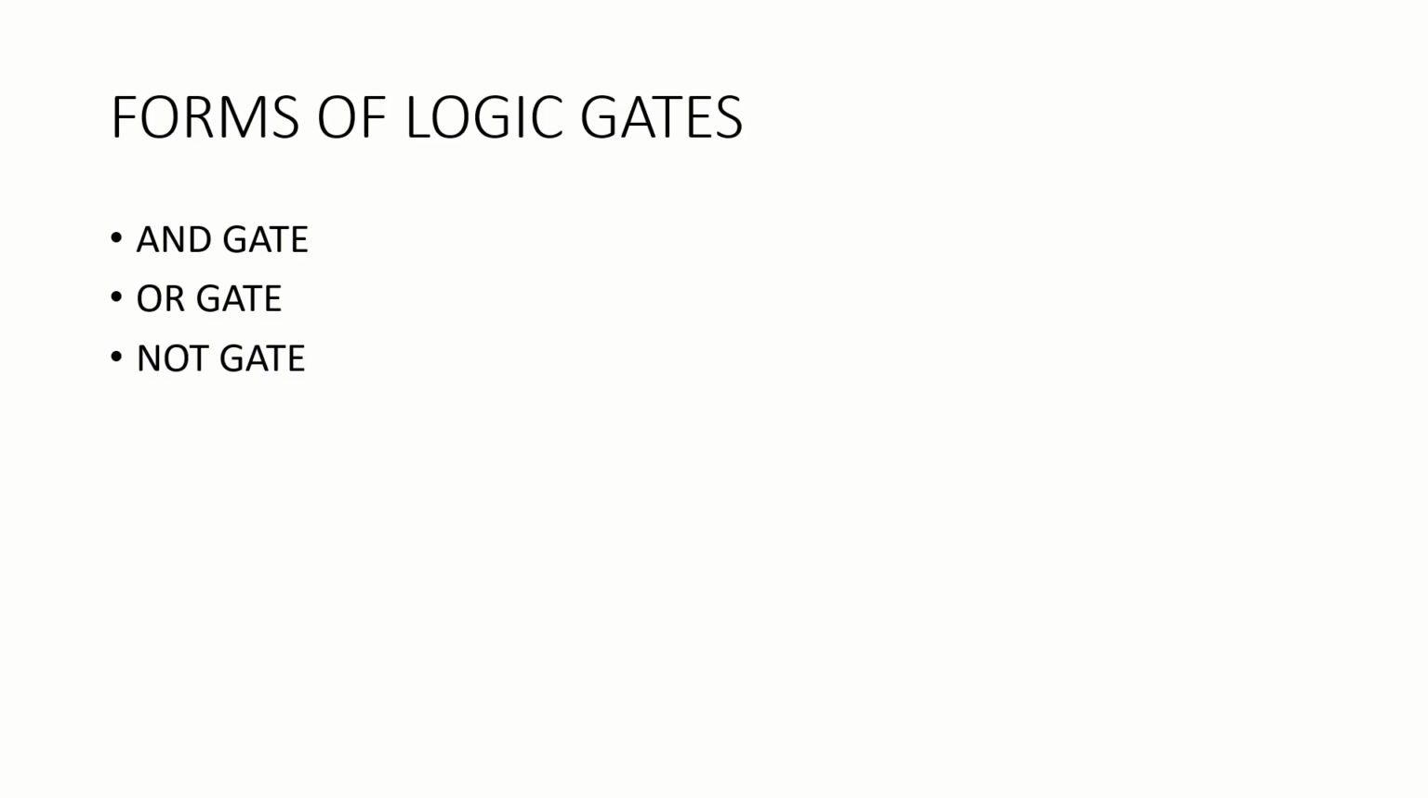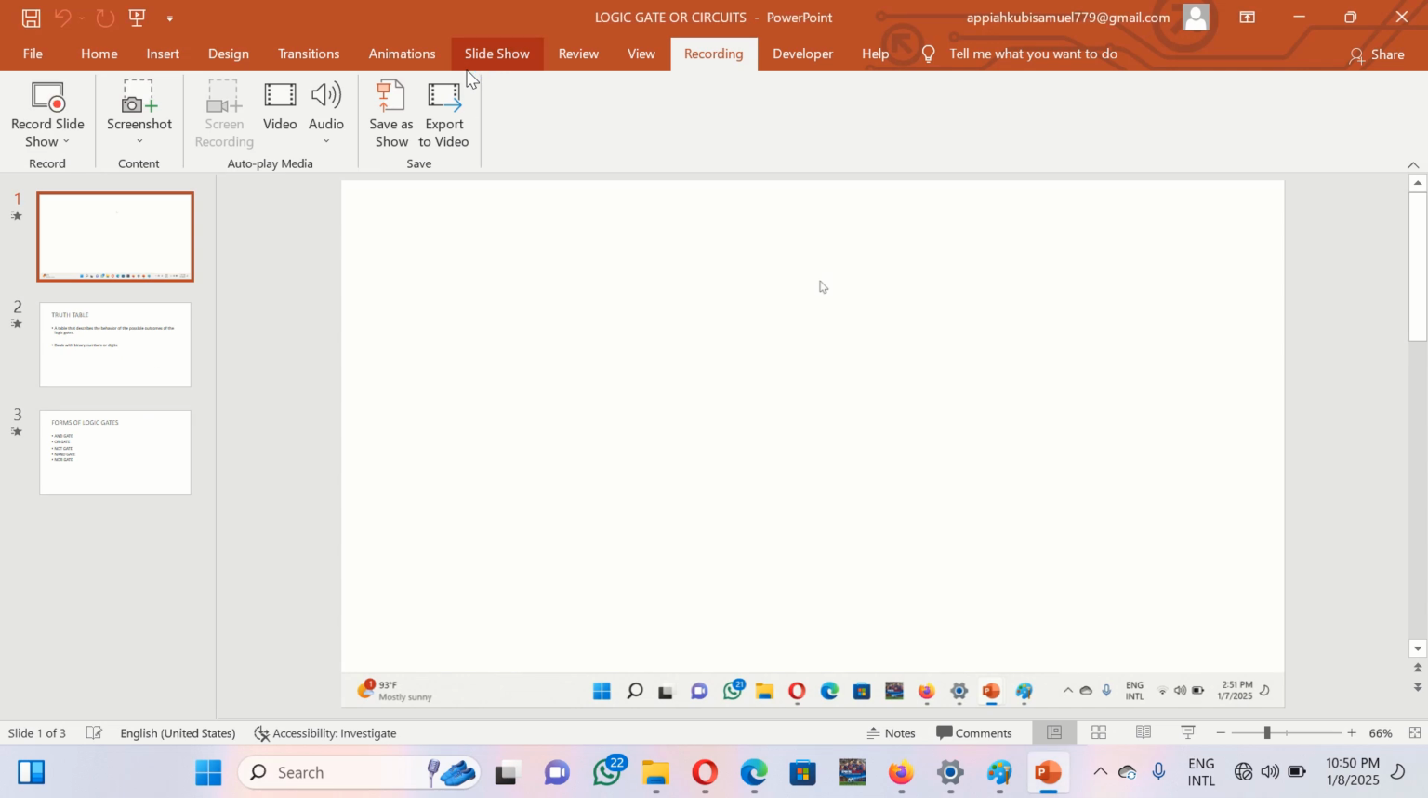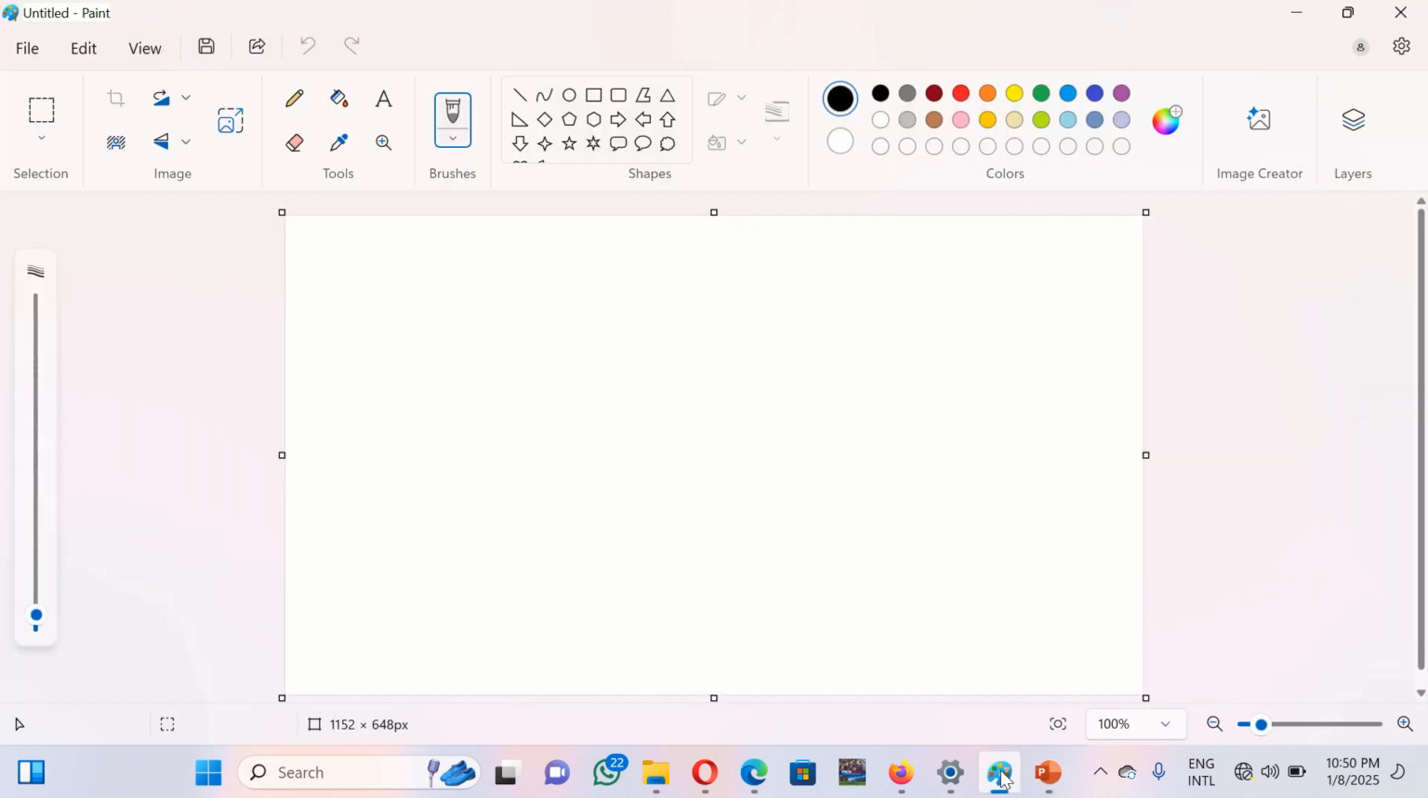We have the NOT gate and then the NAND gate. I told you guys earlier that for every logic gate there is an electronic symbol. For the NOT gate we have its symbol in this form. So this is a NOT gate.